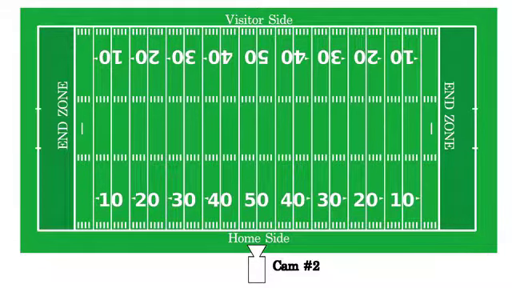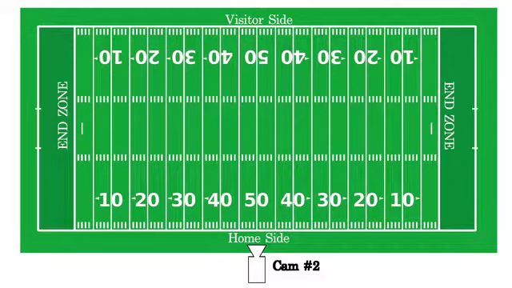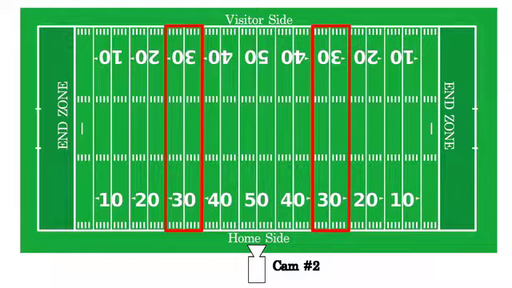This is camera 2's position. It is located on the balcony just outside of our production meeting area. Its primary responsibility is from this 40-yard line to this 40-yard line. It shares these areas between the 25 and 35-yard lines with cameras 1 and 3.